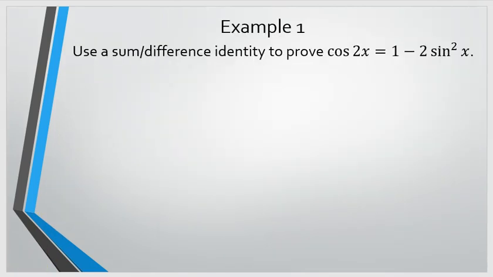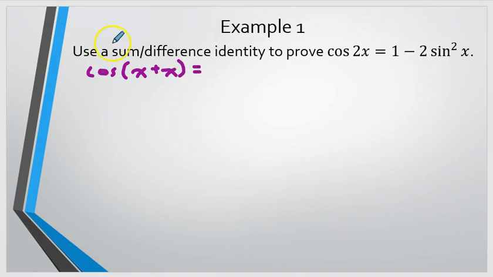Sometimes you will get a question that asks you to use a sum or difference identity to prove one of the double angle identities we just looked at. So to do this, the idea is not to use the double angle identities themselves, but instead to break something like 2x down as the sum of x plus x. So since x plus x adds up to 2x, we're actually going to see where this property comes from by using a sum or difference property from the last video.